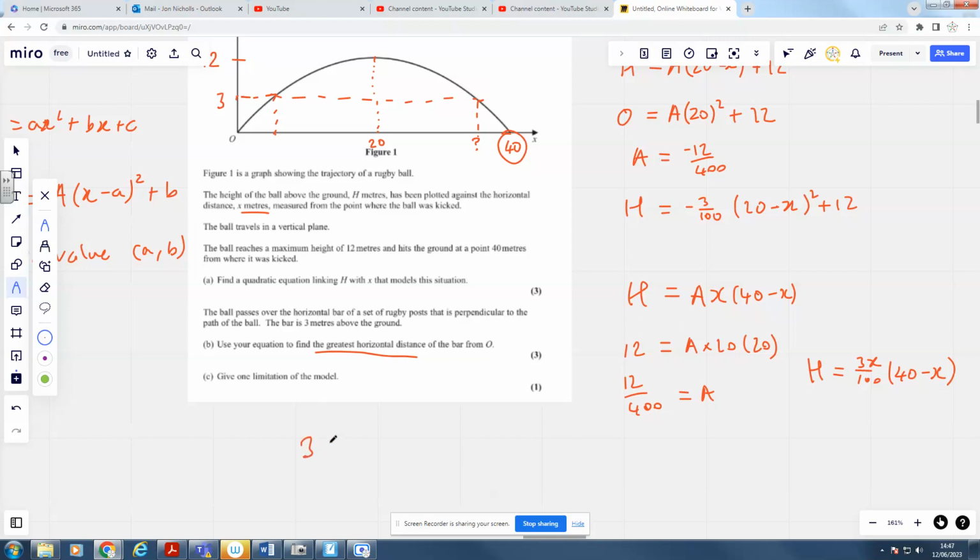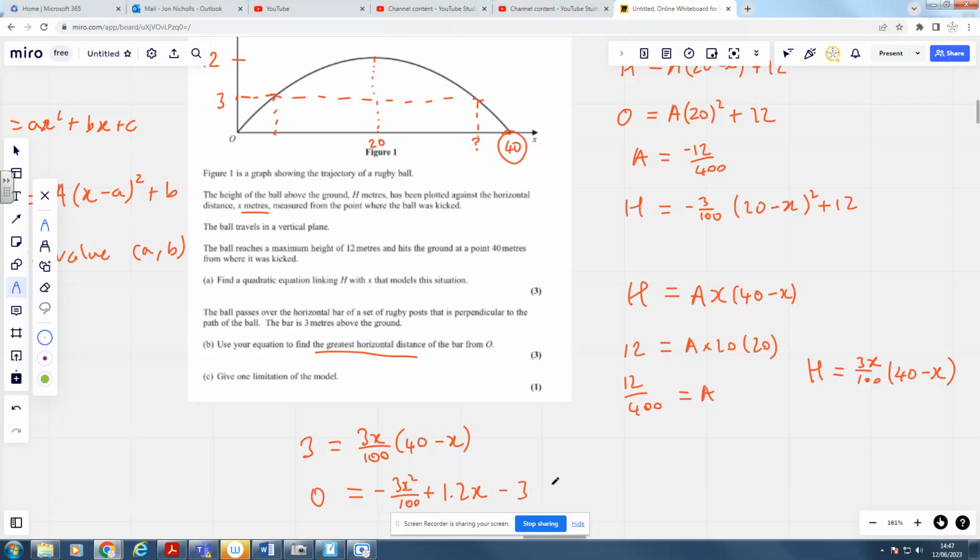So I'm just going to plug it in. 3 equals, what was my equation? 3x over 100 multiplied by 40 minus x. Yeah, you can use your quadratic solver and your calculator for this. You're going to get minus 3x squared over 100 plus 120x over 100, which is 1.2x, if you like. 40 times 3 is 120. 120 divided by 100 is 1.2.